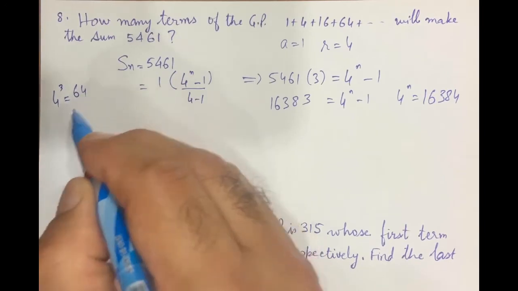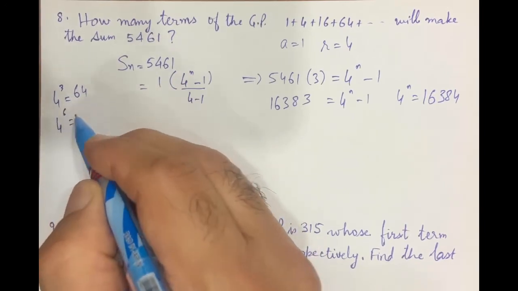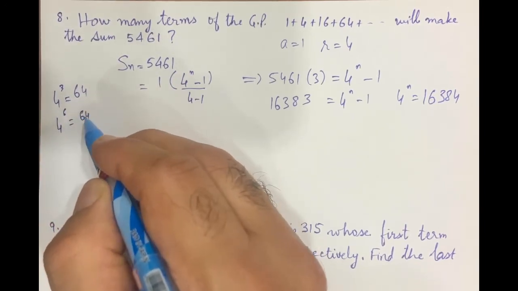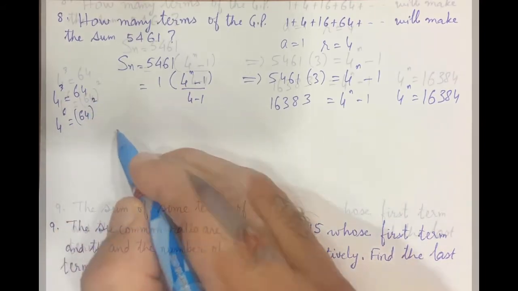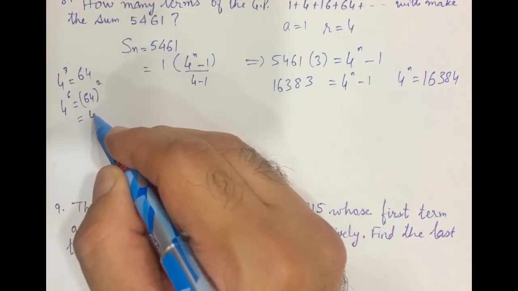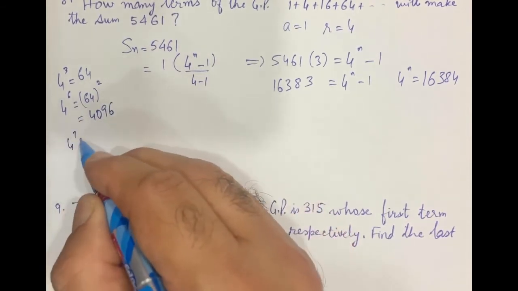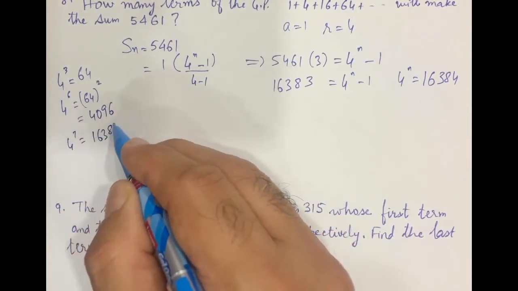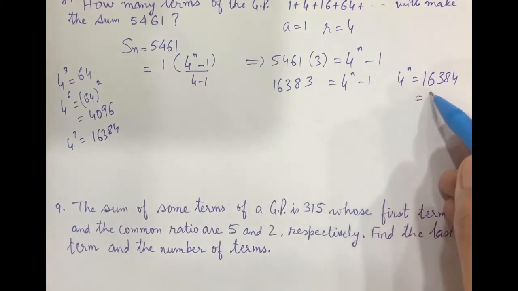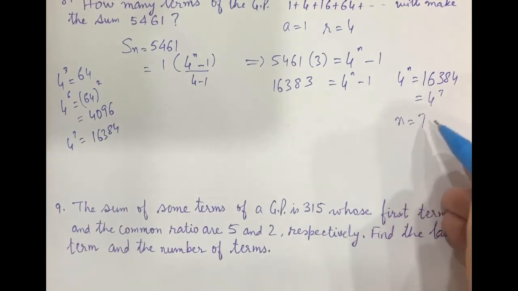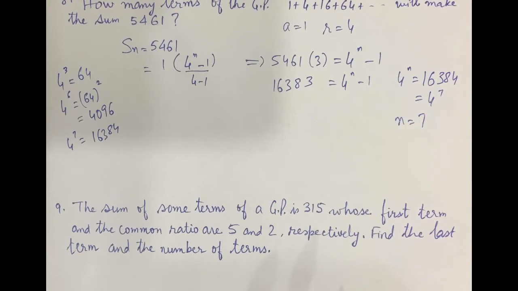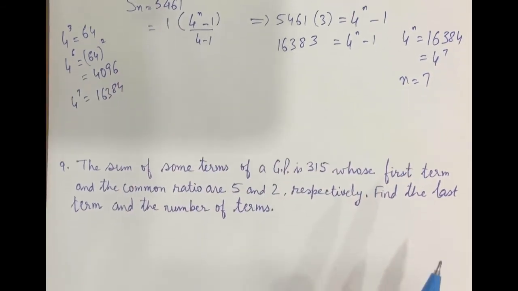This is 64, and 4 raised to power 6, this is 64 whole square, this is 4096. So 4 raised to power 7 will be 16384. So this is 4 raised to power 7. Therefore n is equal to 7. So 7 terms will make the sum equal to 5461.